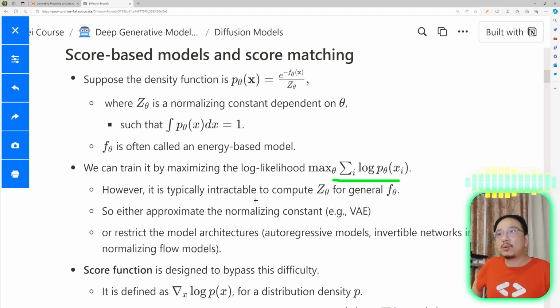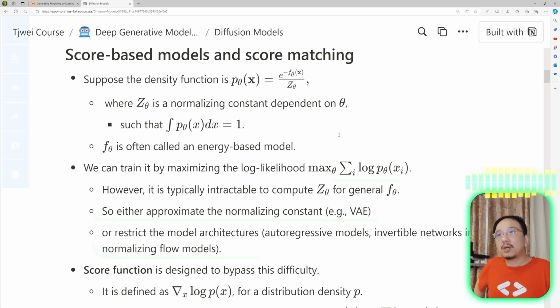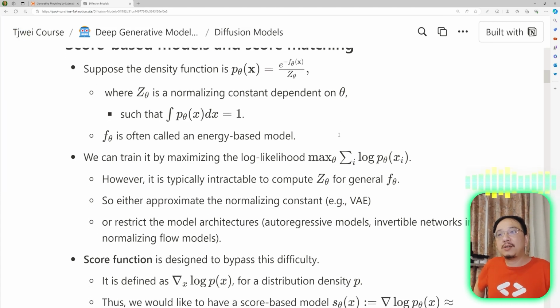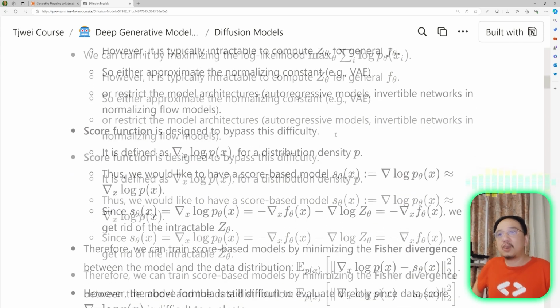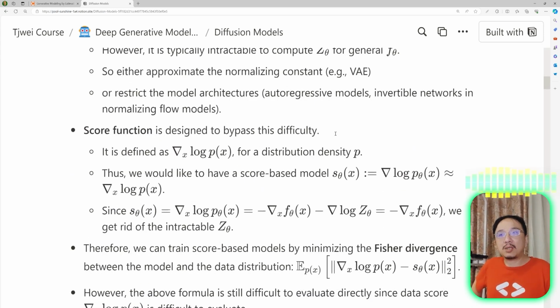So one way is to approximate the normalizing constant like we do in variational autoencoders, or to restrict the model to be something like autoregressive models or normalizing flow models. So those are the two approaches to get rid of the z theta. The score matching model uses a different approach. It gives up the goal of approximating p theta itself. Instead, we are trying to approximate a different target, and that is the score function.